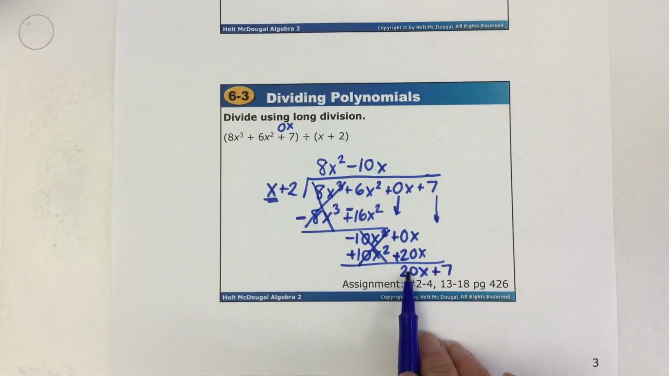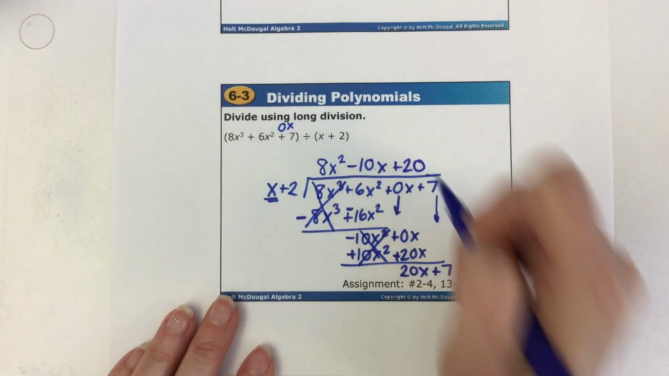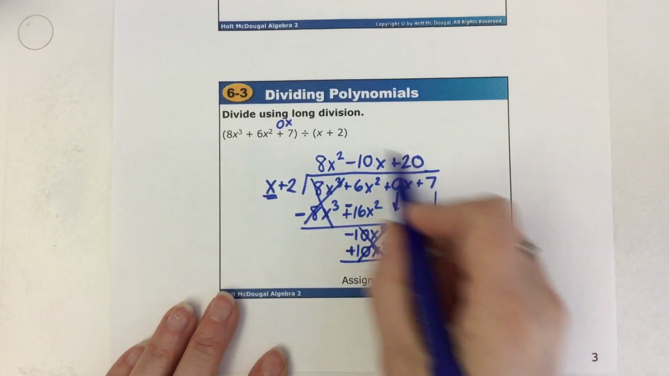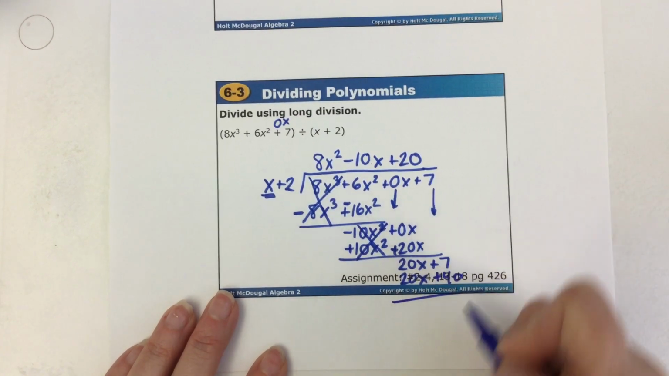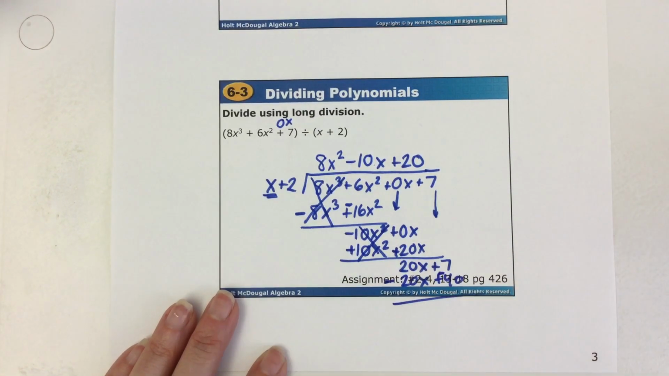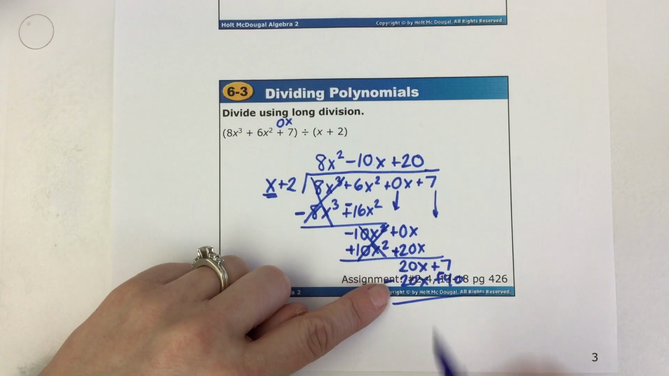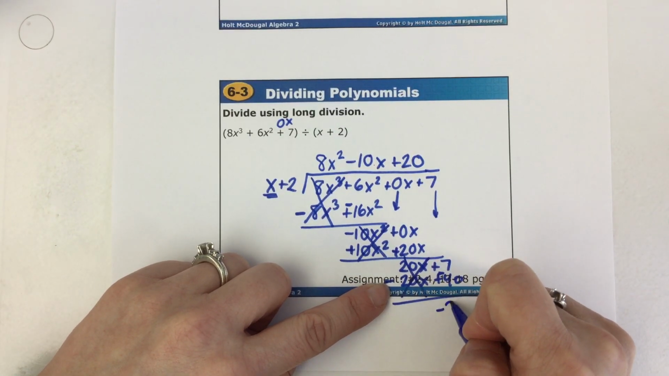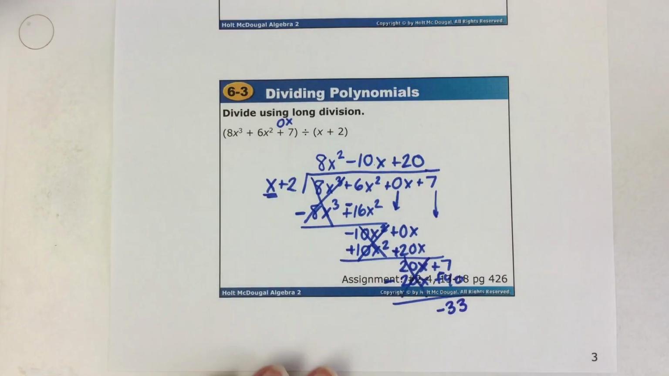To turn x into 20x, you need a 20. 20 times x is 20x. 20 times 2 is 40. Change that to a negative, change that to a negative. 20x minus 20x cancels. 7 minus 40 is negative 33.